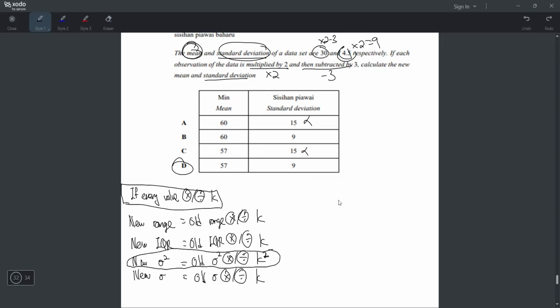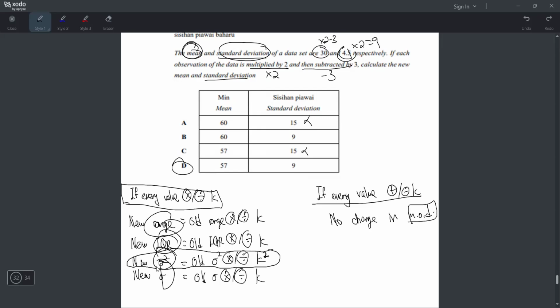Okay, now I want to ask you, what happens if every value is plus or minus K, what will happen to your measures of dispersion? Okay, it will be no change. No change in measures of dispersion. What is measures of dispersion? These are the measures of dispersion: range, interquartile range, variance, all these. So if I plus or minus, my range will not change. Interquartile range will not change. Variance, standard deviation, none of them change. If every value is plus or minus.